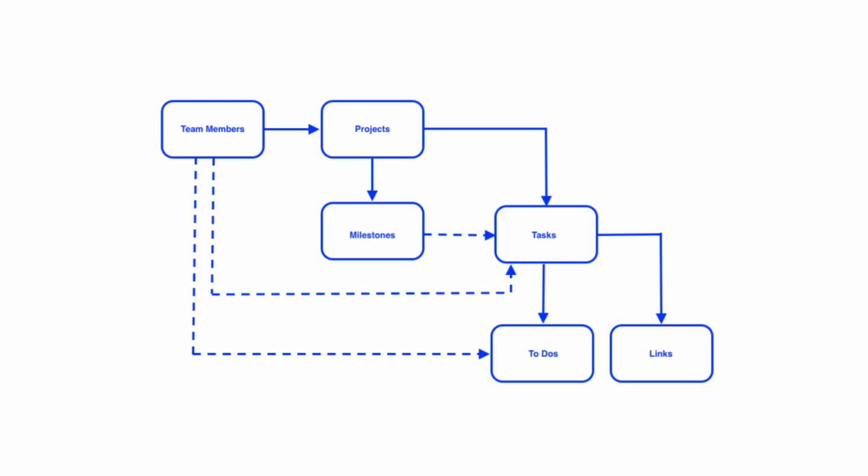The following data structure is proposed to have a better data model. Team members can be involved in multiple projects. Each project can have multiple tasks or milestones. A task belongs to a project and optionally to a milestone or a team member. Each task can have links and to-dos, and finally a team member may have to-do items.